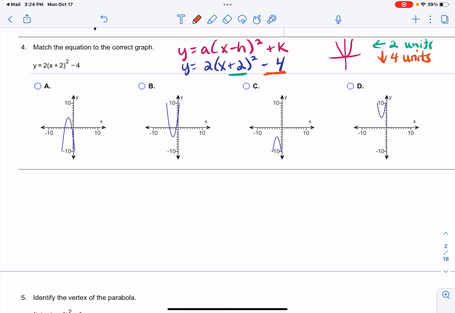And then the 2 out in front means that it is a more narrow parabola than our basic parabola. So it is still opening up. So the parabola that has a vertex that has been shifted to the left 2, down 4, and it's narrow, opening up, is choice B.